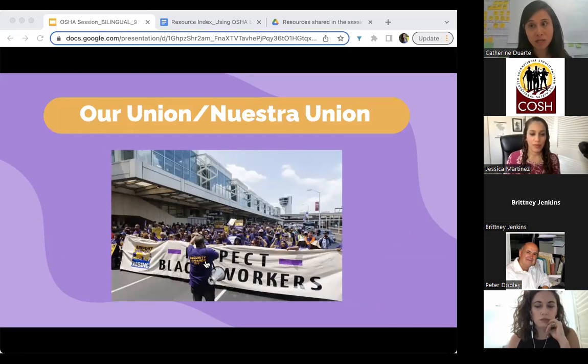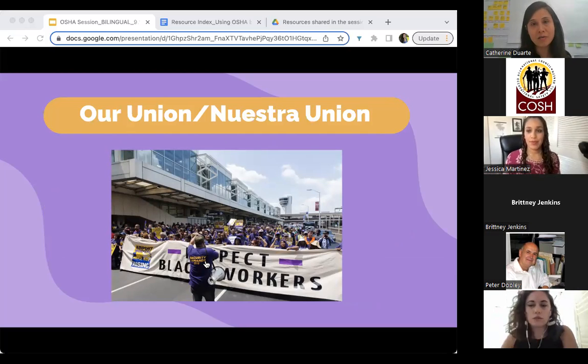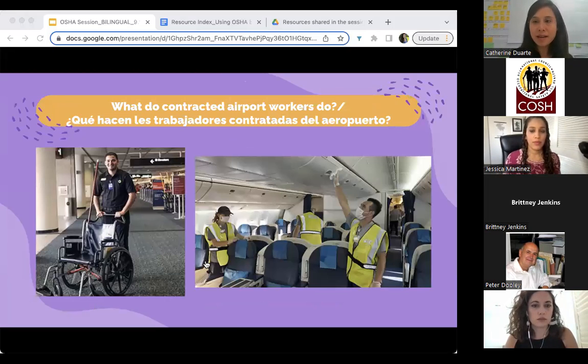Next one. So to discuss a little bit about our union, 32BJ is the biggest union in the country with members who are property service workers, and that includes people who are cleaning buildings, security officers, and airport workers. And thanks to the organizing work they have been doing, these workers have been able to win and raise the standards of safety and health. Next one, please.